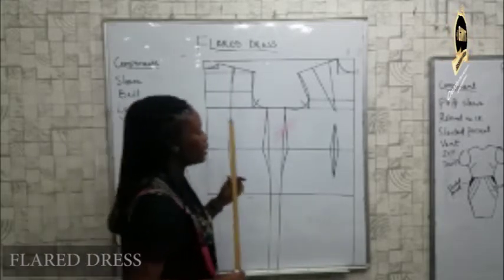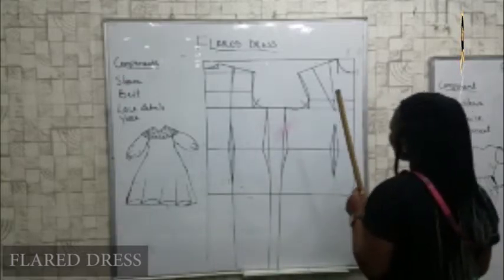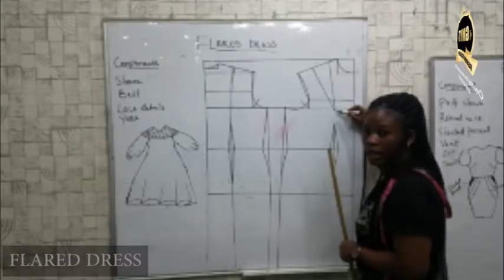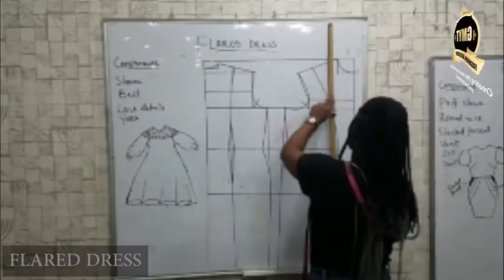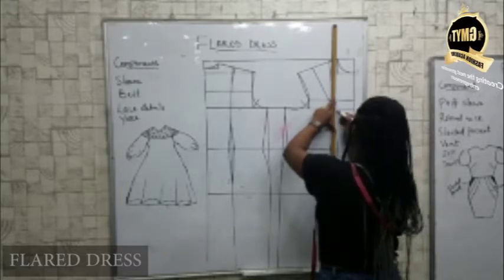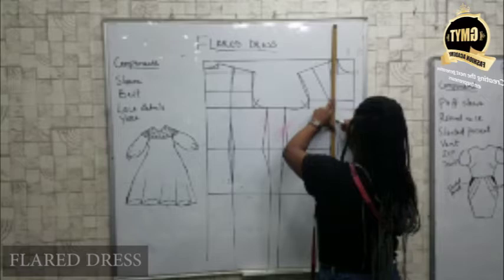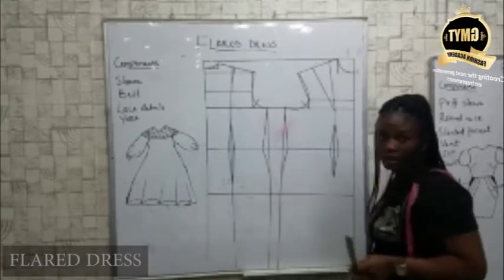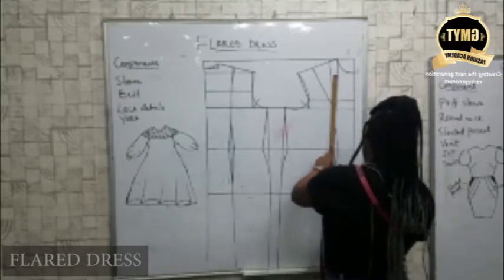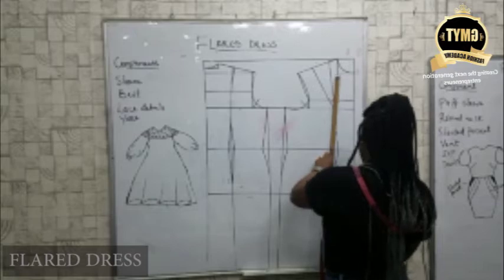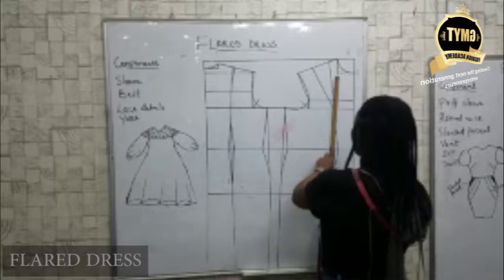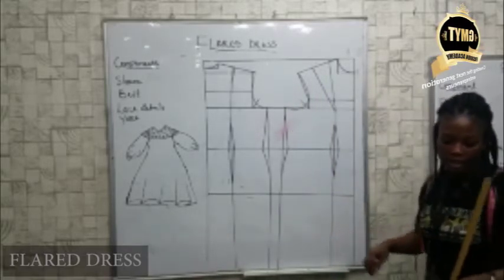What I've done, then I come to the front and I'm going to do the same thing. Connect this dart to the waist dart. Like that. Then I'm extending the dart straight down. So I've extended my dart.